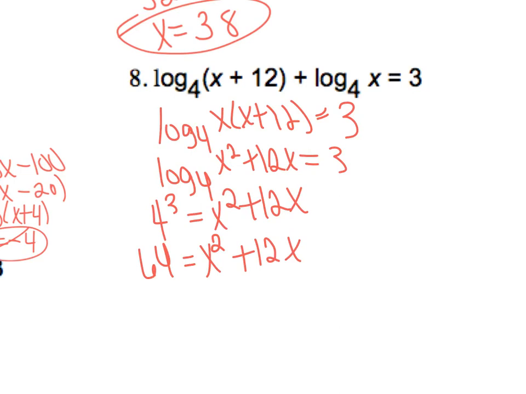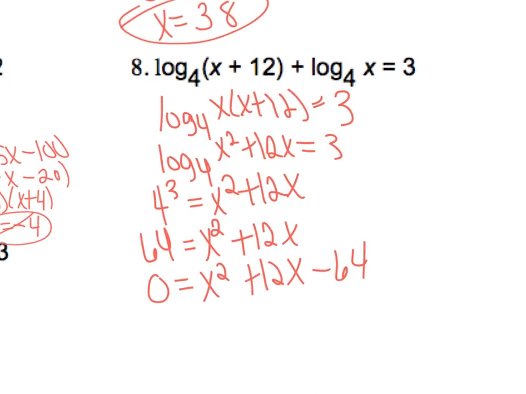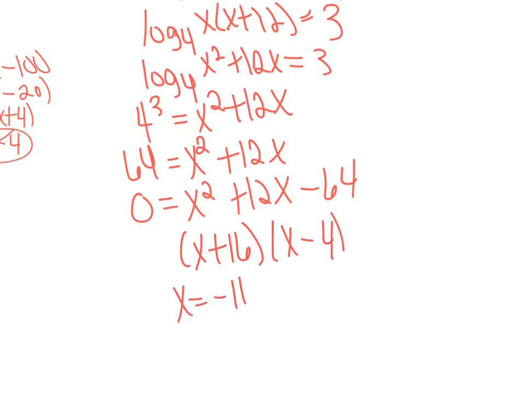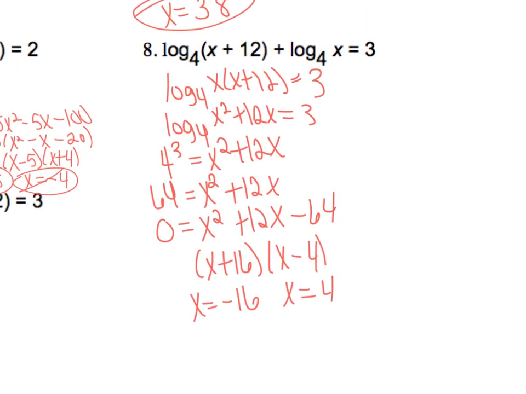I need to get it set equal to 0, so if I subtract 64 from both sides, I get 0 equals x squared plus 12x minus 64. So I need a factor pair that adds together to be 12 and multiplies together to be negative 64. That would be x plus 16 and x minus 4, which means my two solutions would be x equals negative 16 and x equals positive 4. Going back up to my original equation, I cannot have the log of a negative number, so x equals 4 is my only solution.